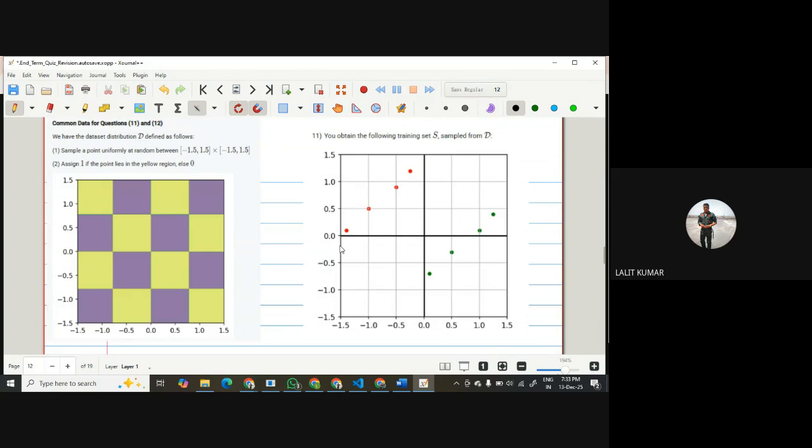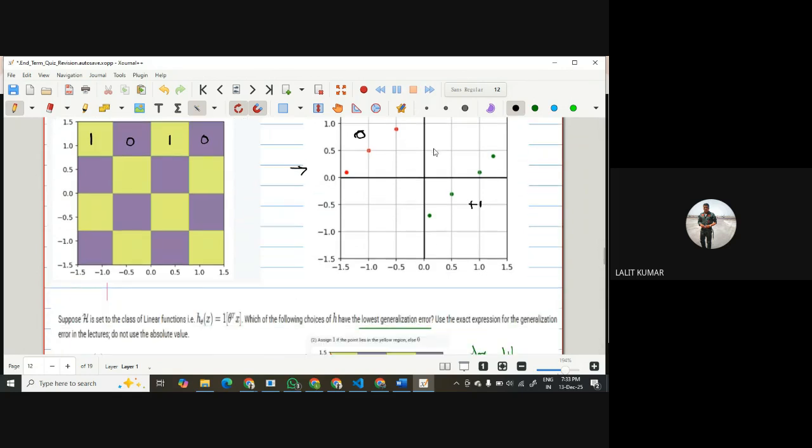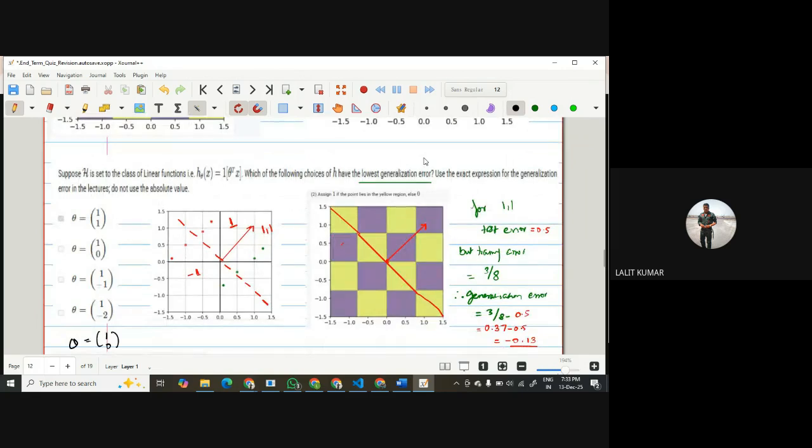Next question was that we have this data set in this grid. Anything in the yellow region is +1, or in this it is 0. And then they have given us the following training data set. This is the training data set. So these are all +1s and these are all 0s. Then they have asked about different values of theta, and which theta will give the lowest generalization error. Generalization error, we know, is nothing but train error minus test error.